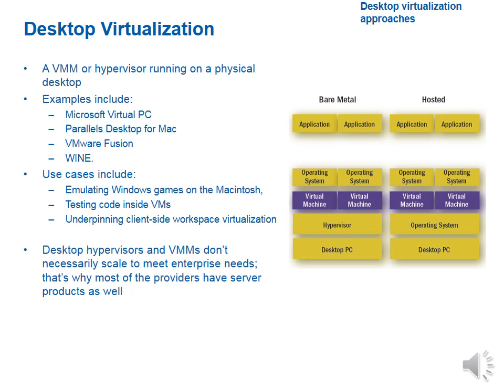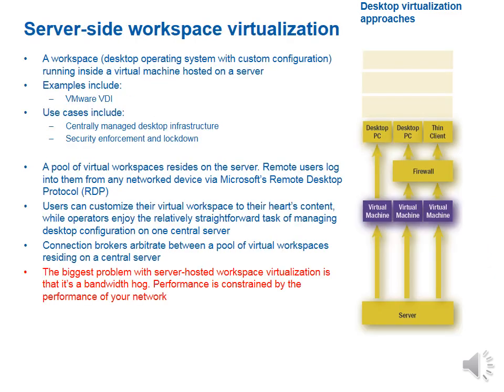Desktop virtualization, see here, a VMM or hypervisor running on a physical desktop. See the diagram. Examples include Microsoft Virtual PC, Parallels Desktop for Mac OS, VMware Fusion, Wine. Use cases: emulating Windows games on the Mac system, testing code inside the virtual machine. So underpinning client-side workspace virtualization, desktop hypervisors and the VMM don't necessarily scale to meet enterprise needs, because most of the providers have server products as well.